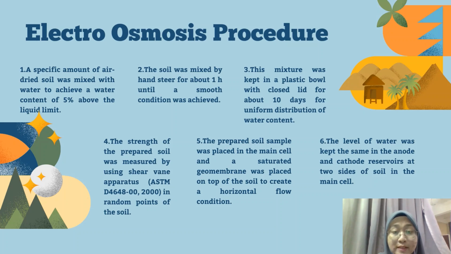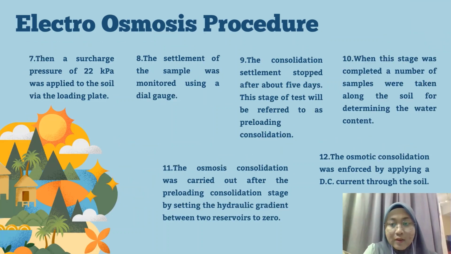The prepared soil sample was placed in the main cell and a saturated geomembrane was placed on top of the soil to create a horizontal flow condition. After that, the water level was kept the same in the anode and cathode reservoirs at the two sides of the soil in the main cell. Then a surcharge pressure of 32 kPa was applied to the soil via the loading plate. After that, the settlement of the sample was monitored using a dial gauge.